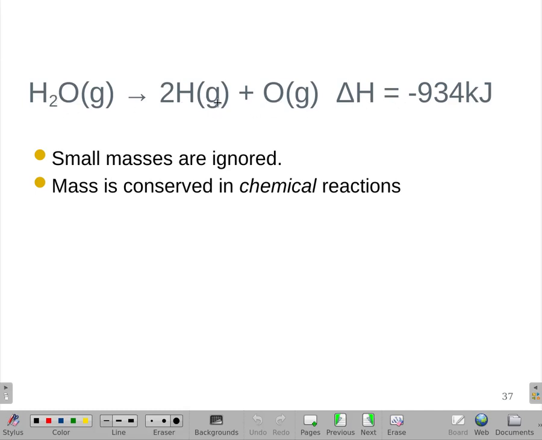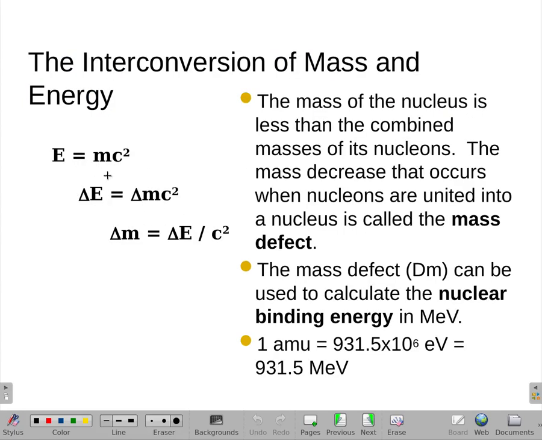But if I were to get that delta H of 934, where that energy is coming from is the mass changes. If I were to very accurately weigh here and very accurately weigh this, I would see that those two masses do not add up to give me the same mass as the water. These add up slightly different, and that difference produced this energy. And it really is E equals mc squared, applied to the mass of the chemical reaction.